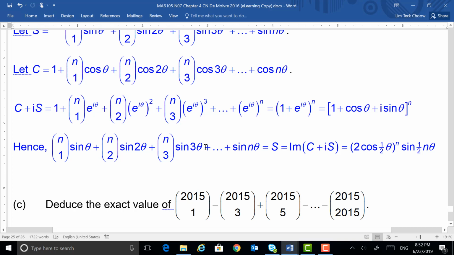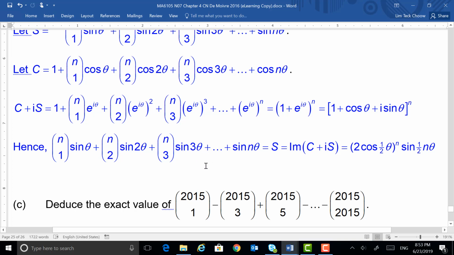And like in example 15, for such type of question, you must be able to spot an angle theta so that this expression on the left will actually match this. So let's look carefully. Obviously, by comparing this and this one, you will probably guess that n has to be 2015, right? So you want 2015 sine of angle, 2015C2 sine 2 theta, and so forth.